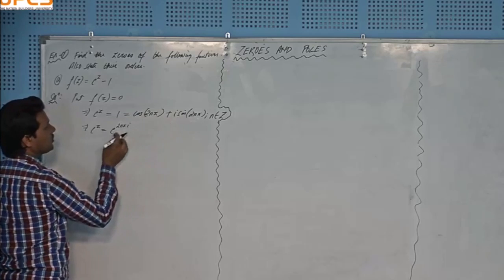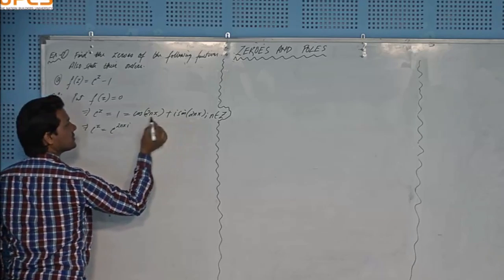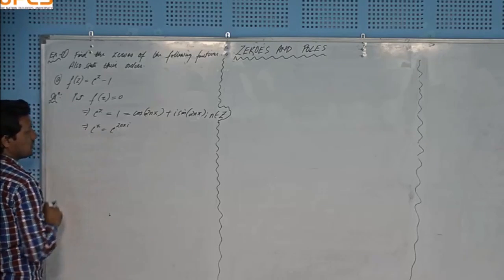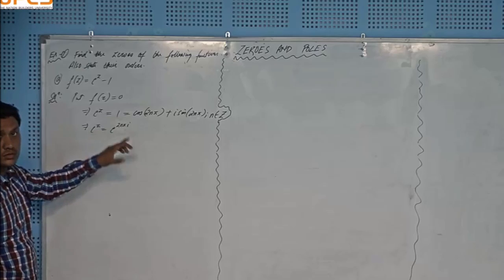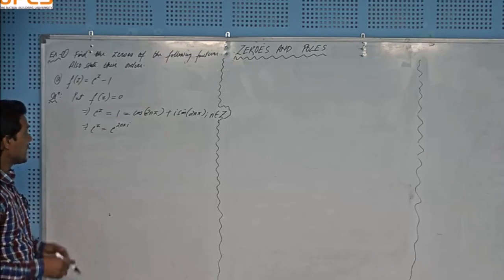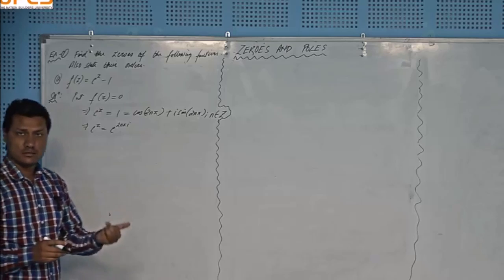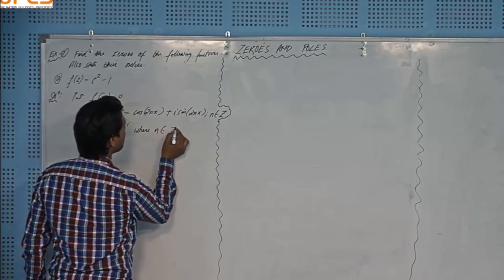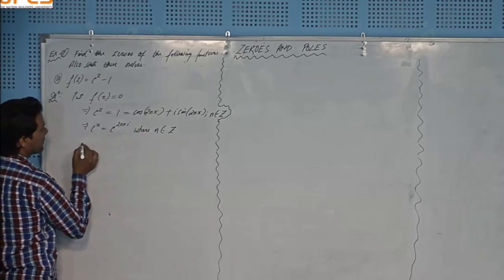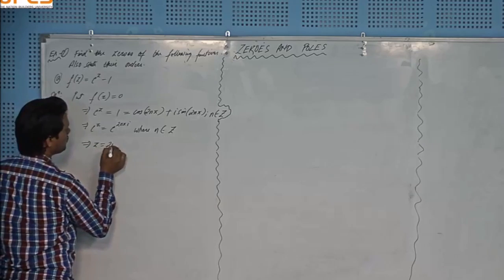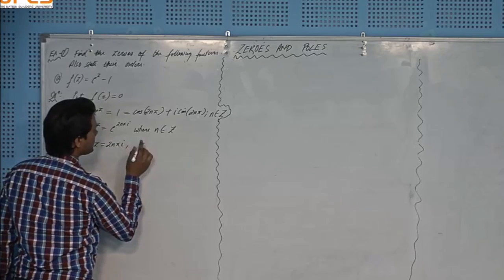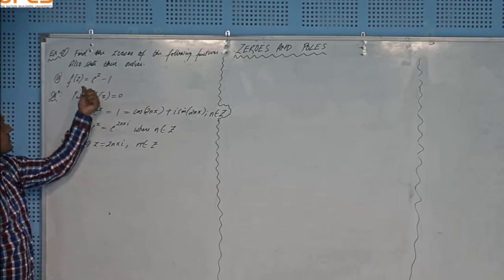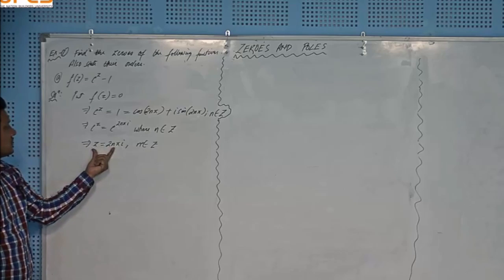So ultimately it will be e to the power iota theta, since cos theta plus iota sin theta is e to the power iota theta. This is the more general value of 1. Do not write e to the power 0, as you have a habit of doing in the case of a real function. Now you can compare the exponents, and that will give you z equal to 2n pi iota, where n is an integer. So these are the zeros of this function, and they are infinitely many.